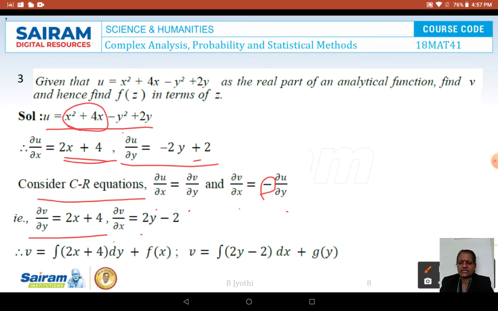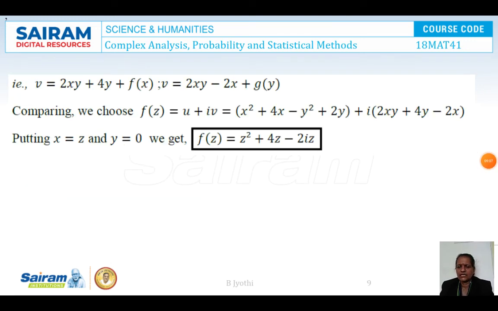When I integrate the first equation, it has to be integrated with respect to y, and a function of x is to be added as a constant. Whereas the second one, we need to integrate with respect to x, and a function of y needs to be added. So after integration, we get 2xy plus 4y plus function of x. When I integrate the second one, it is 2xy minus 2x plus g of y.